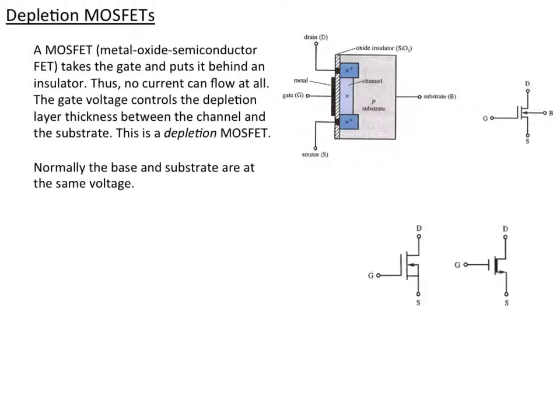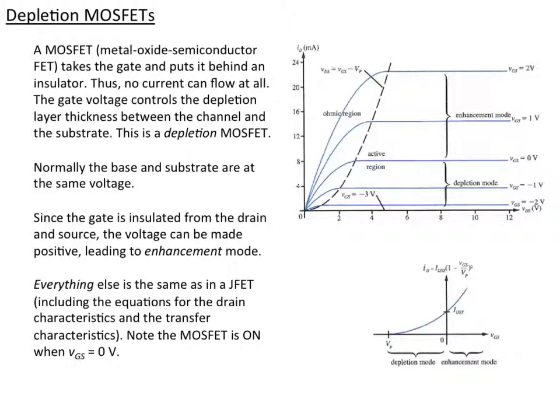Now, usually the source is connected to the base to make a zero voltage difference between the two, meaning that the diode is slightly reverse biased at all times. And in this case, we can get rid of the base, and the symbol looks like this. Note that there's a heavy black line there showing that there is an open channel there by default.